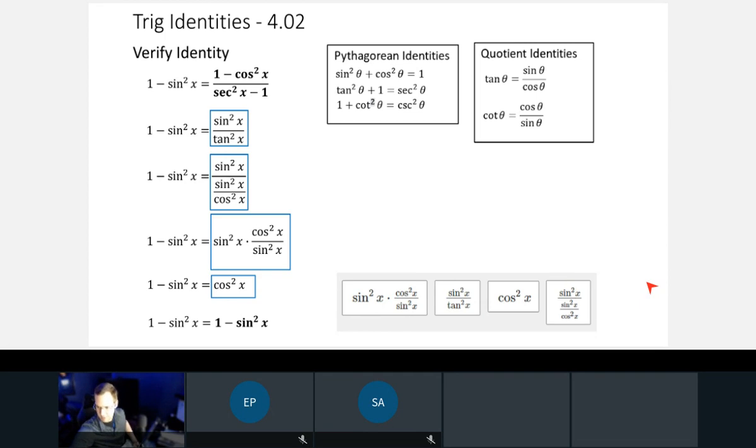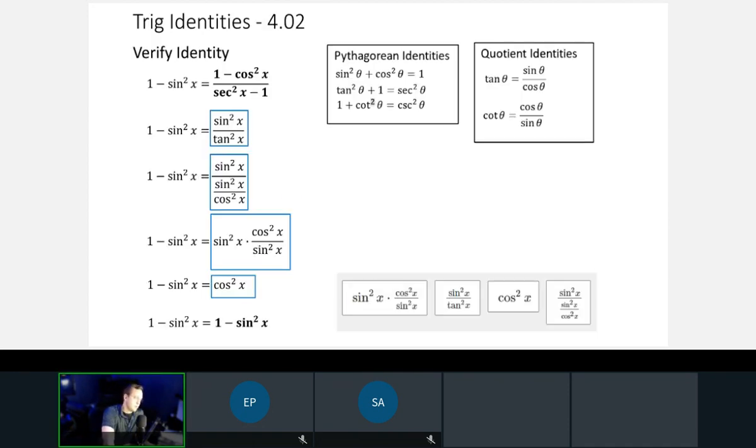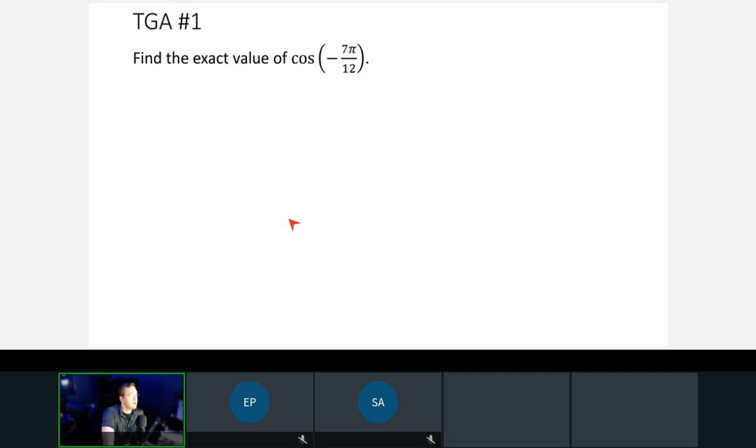All right. We good so far? Keep going. We're almost done, I think. Okay. Oh, that was the last one. Now we're on to the TGA stuff. That's good. All right. So first TGA.